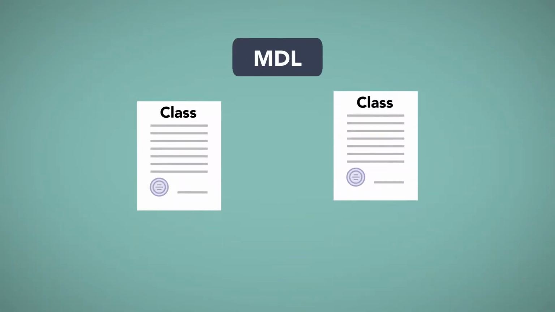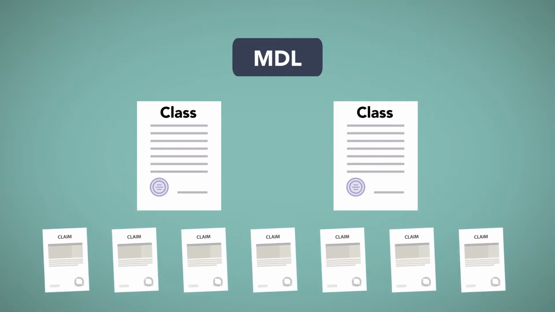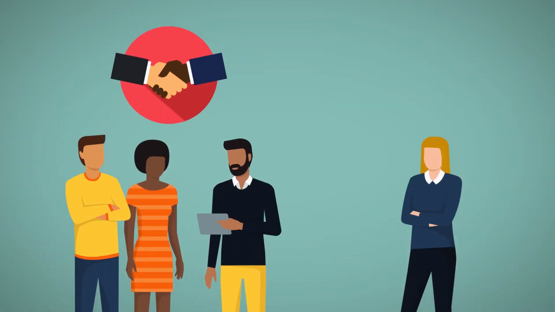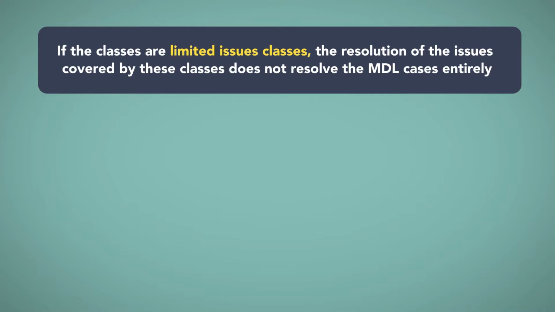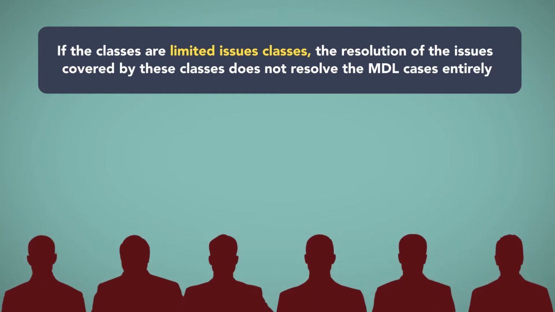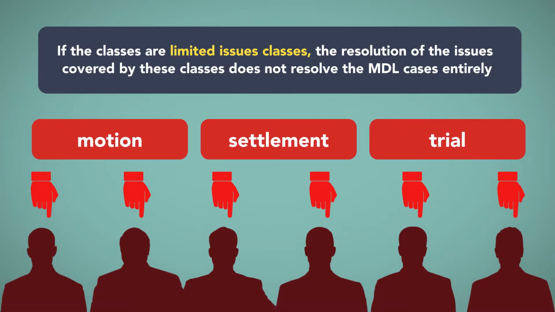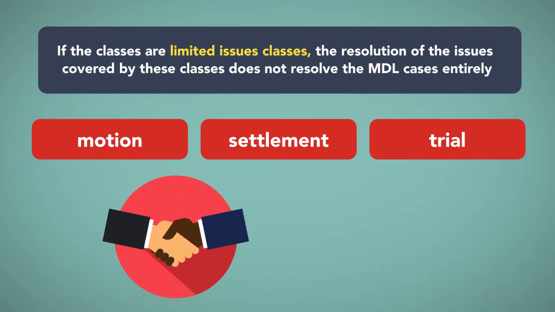Even though the MDL may contain a number of focused classes, there may well be a large number of individual actions outside the classes. If there is a trial for a class, the result only binds the members of that class, not those outside it. Furthermore, if the classes are limited issues classes, the resolution of the issues covered by these classes does not resolve the MDL cases entirely. There will be a residue of individual issues that must be resolved for all individual plaintiffs in the MDL, either through motion, settlement, or trial. However, the resolution of these issues covered by the class often makes the negotiation of settlements for the residual individual claims easier and more likely.